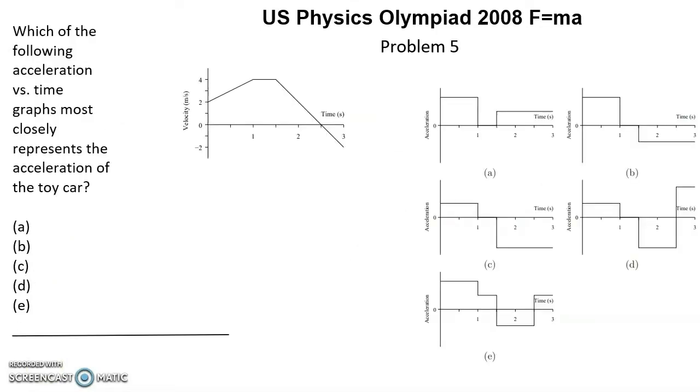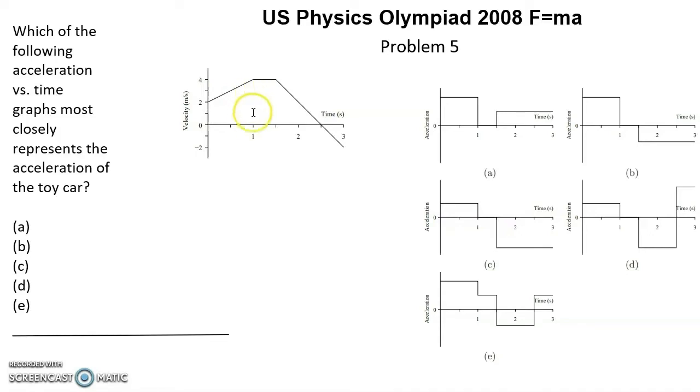Problem 5. Which of the following acceleration versus time graphs most closely represents the acceleration of the toy car? Let's check this graph. Velocity versus time. Acceleration is a slope, so it means that from 0 to 1 seconds we have positive acceleration 2.